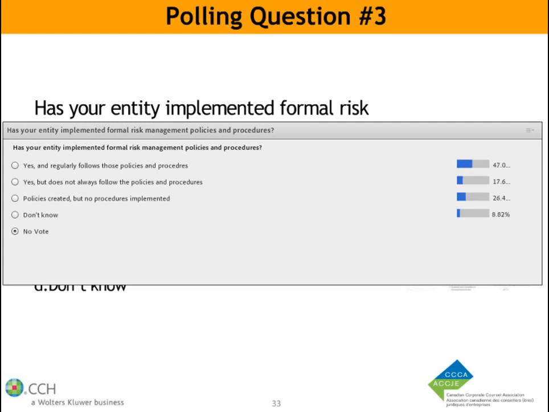Okay, so it looks like the vast majority are yes and regularly follows those policies and procedures, and that's fantastic, and of course sort of leads into our discussion of this module. Probably worse than having no policies and procedures is having ones that no one follows, and I guess probably the worst of all scenarios may be having policies that people follow inconsistently or sporadically, so you're left to guess, did they follow the policy that time or not? So interesting. So for those 20% of people who have yes but doesn't always follow policies and procedures.